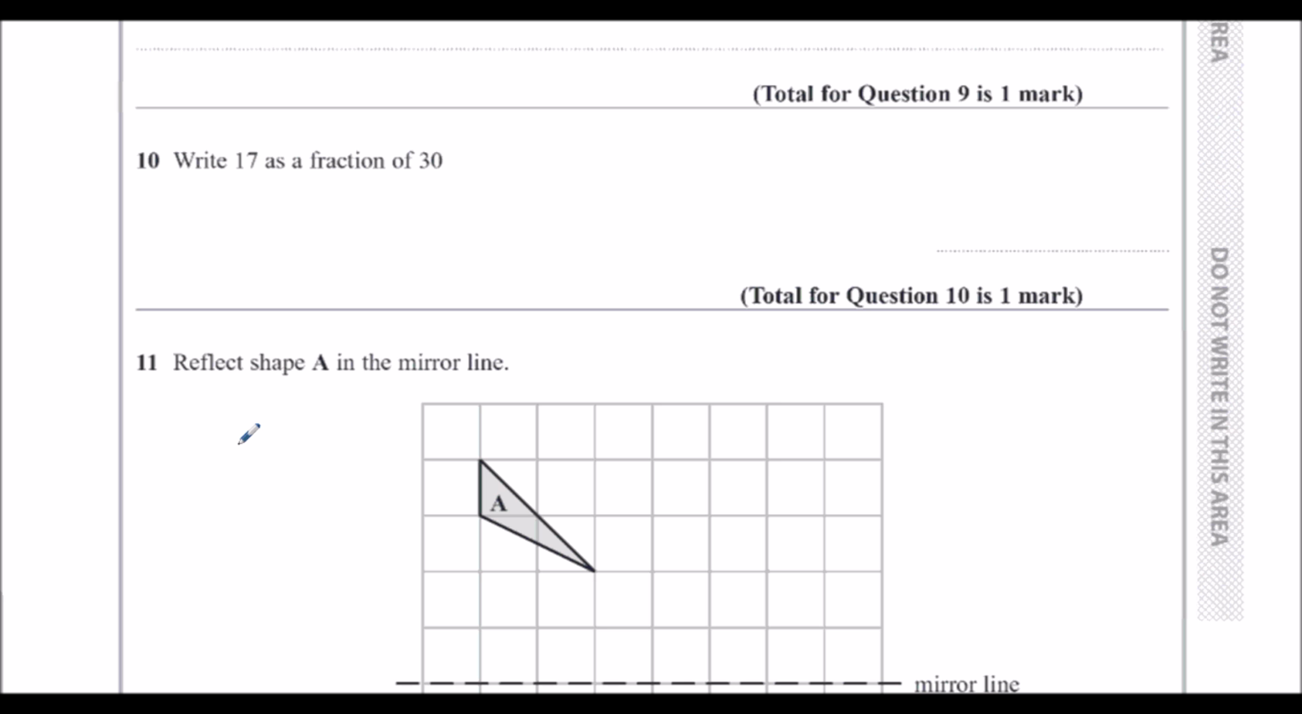Question 10. Write 17 as a fraction of 30. 17 over 30. 17 out of 30 is 17 30ths.